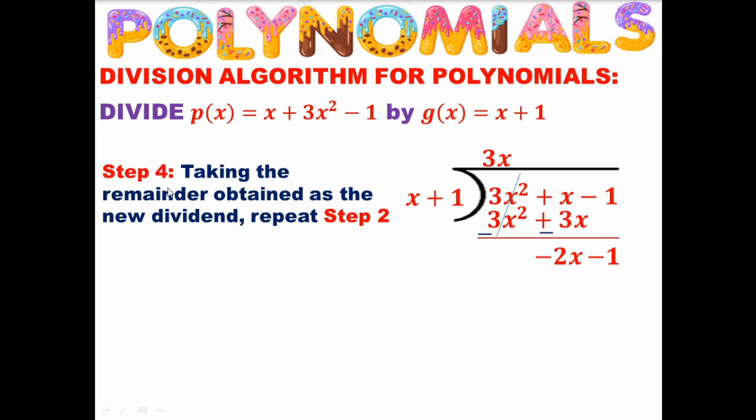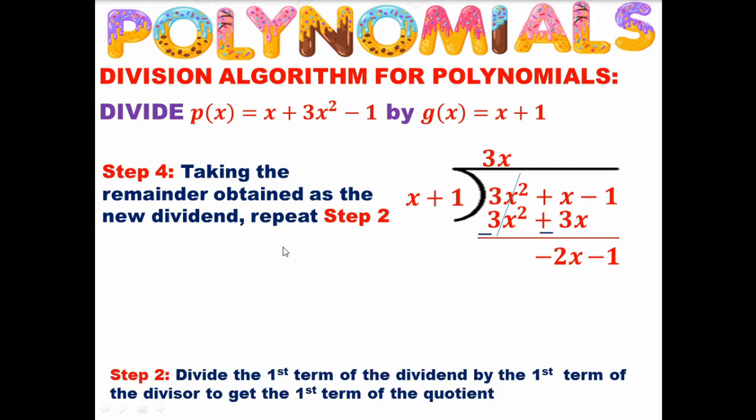Proceed to step 4. Step 4: taking the remainder obtained as new dividend, repeat step 2. So we need step 2 also. Now step 4 is taking the remainder obtained as new dividend. The remainder obtained here is minus 2x minus 1. Now this will be my dividend. With this dividend, I am going to repeat step 2.